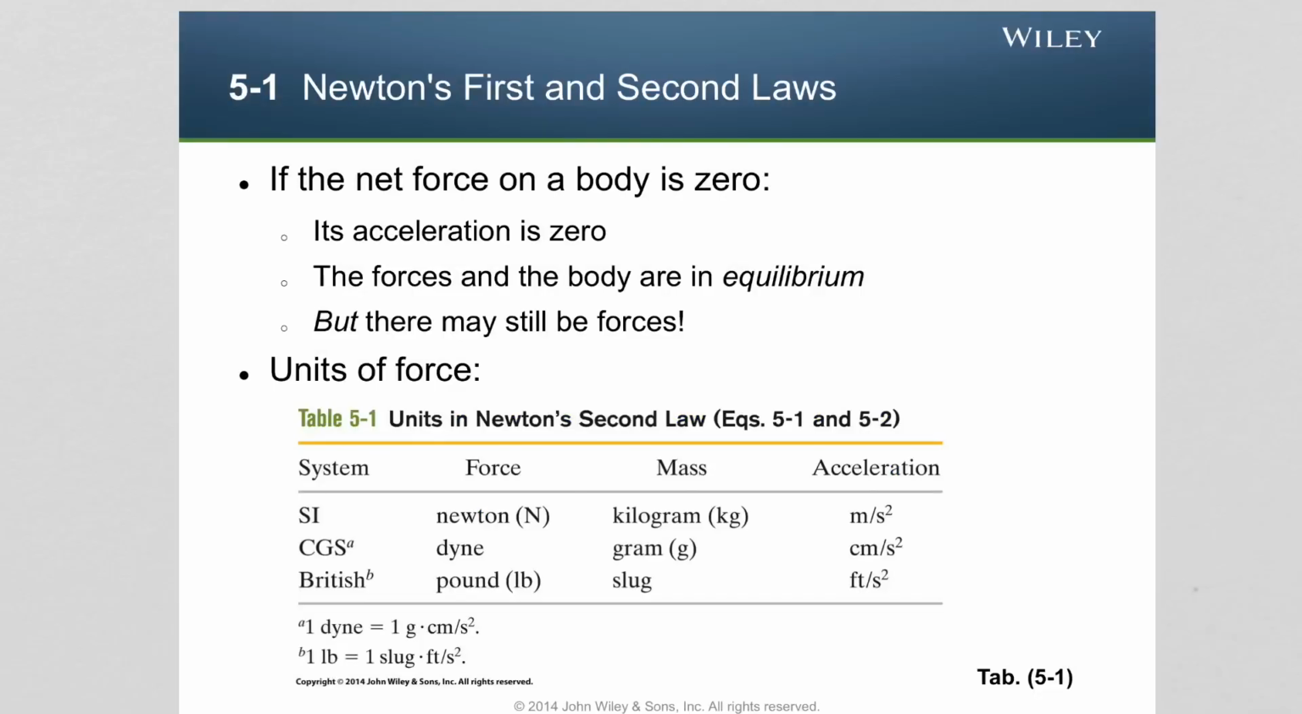Now, what are the consequences of the second law? If the net force on a body is 0, then the acceleration is 0. That means that the forces that act on the body are all in equilibrium. And just because there is no net force, it doesn't mean that there are no forces acting on the body. It just means that they all cancel each other out and they produce a 0 net force. Another thing to consider is that the acceleration of a body may be 0. However, that doesn't mean that the body is not in motion. It just means that the motion is with constant velocity.